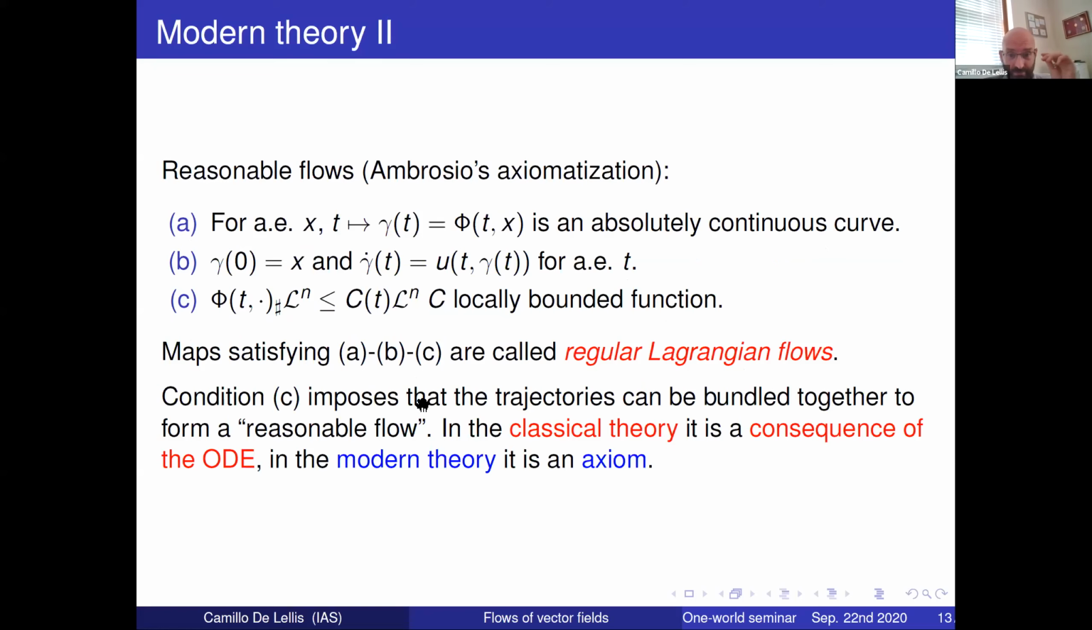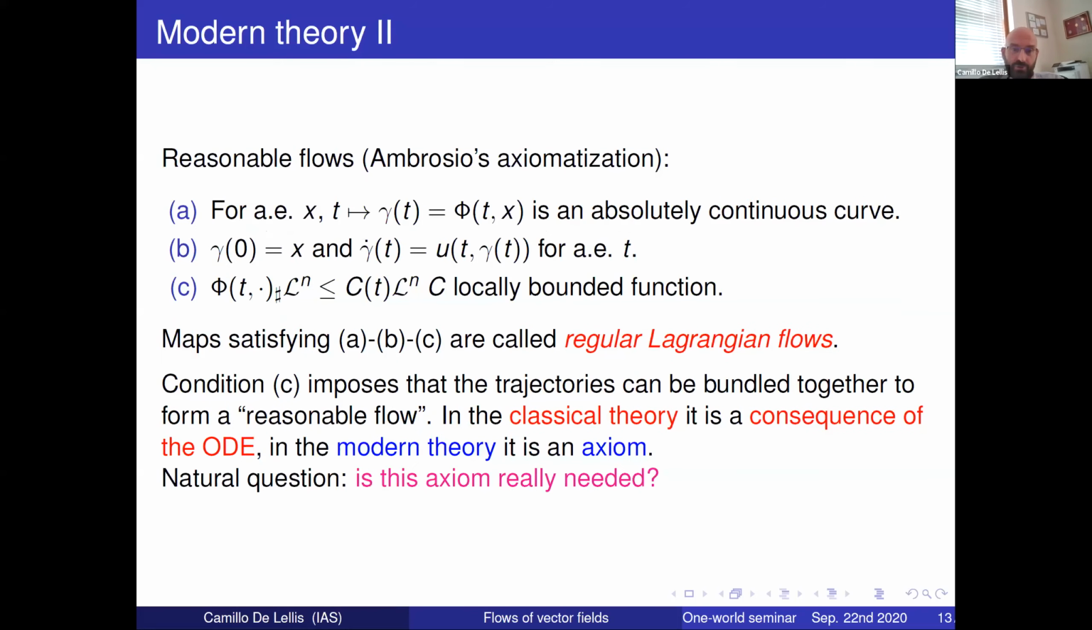So C imposes that the trajectories can be bundled together to form a reasonable flow. But if you were in the classical theory, this point C, as we have seen, is actually a consequence of A and B. It's a consequence of being a solution of the ordinary differential equation, and it's not an axiom, okay? So part of this talk will actually revolve around the question, is this axiom really needed, right?